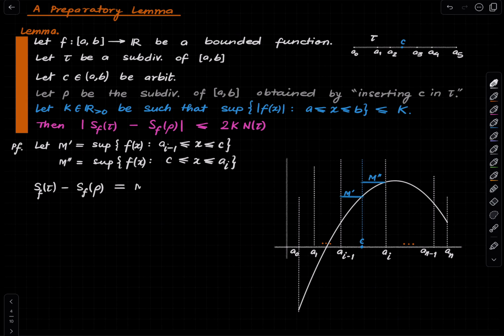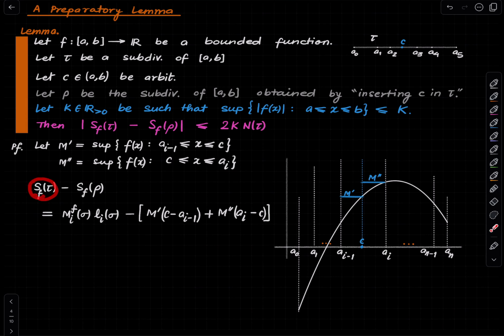So this is equal to m_i f sigma times l_i sigma minus, maybe I'll push it down, minus m prime (c minus a_{i-1}) plus m double prime (a_i minus c). Right? Just unravel the definitions. There is not much to explain here.